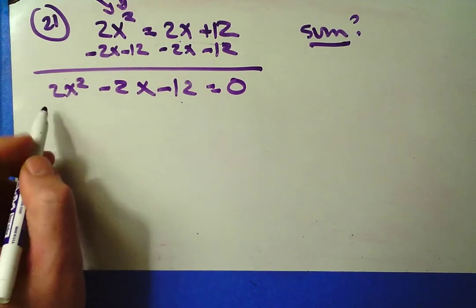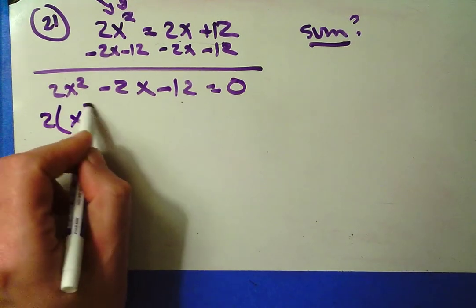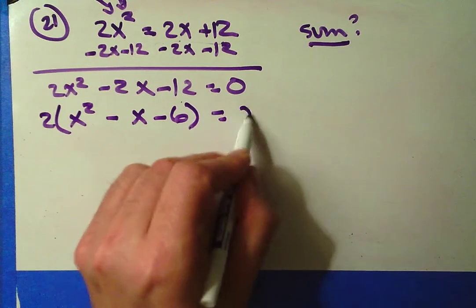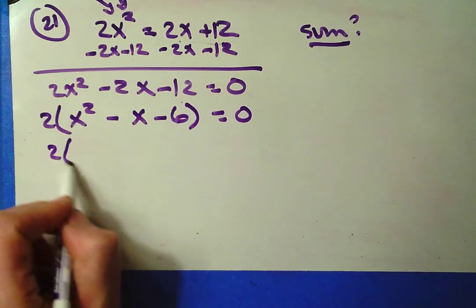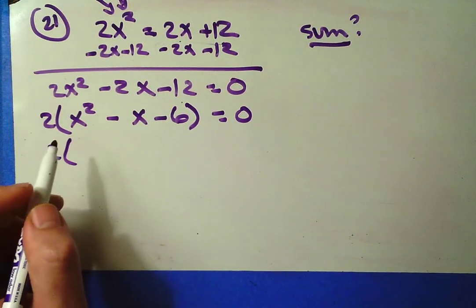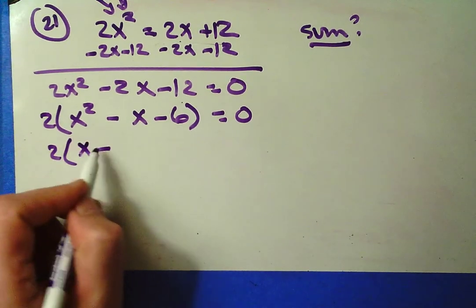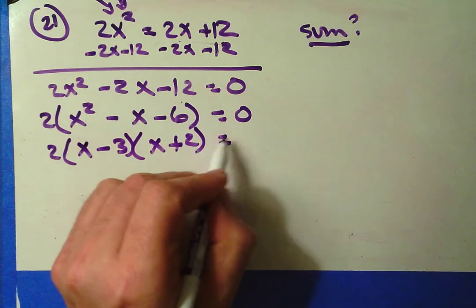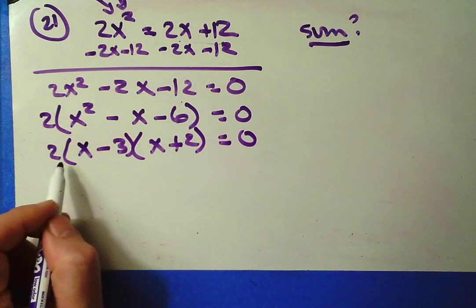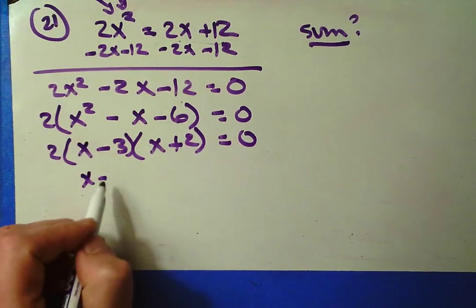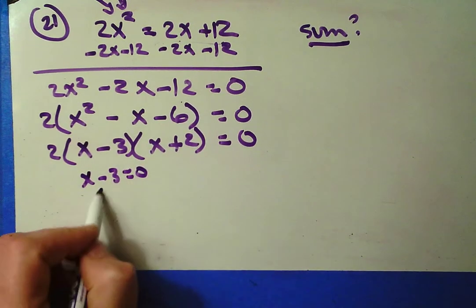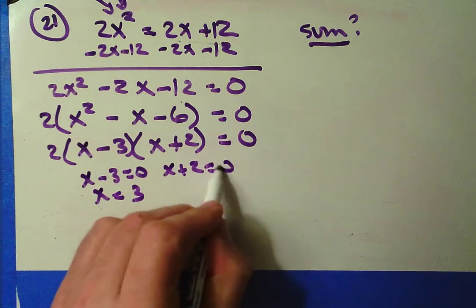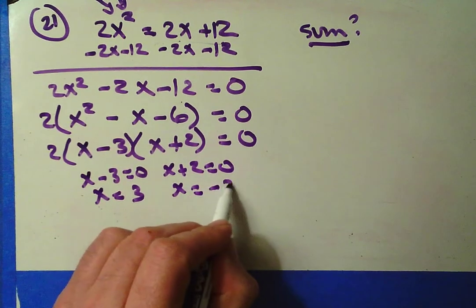Now on the left-hand side, I can factor out a 2, leaving me x squared minus x minus 6. And this factors, as we learned in Algebra 1 and again in Algebra 2, x minus 3, x plus 2. And so when I set the factors equal to 0, x minus 3 could equal 0, so x equals 3. And x plus 2 could equal 0, so x equals negative 2.